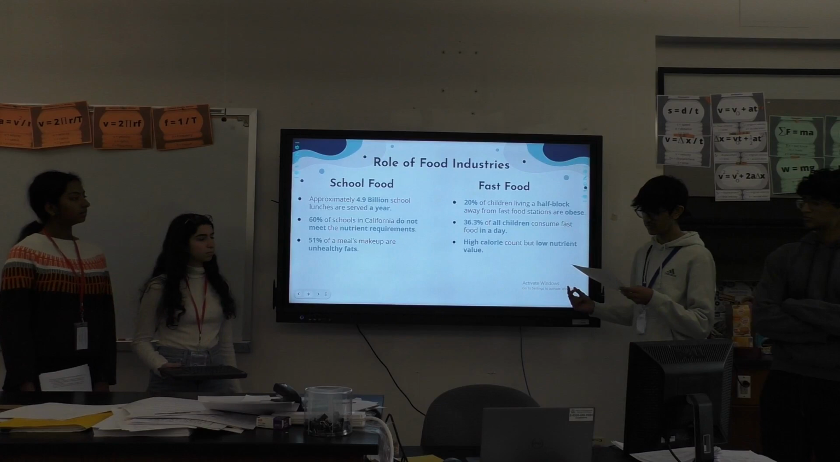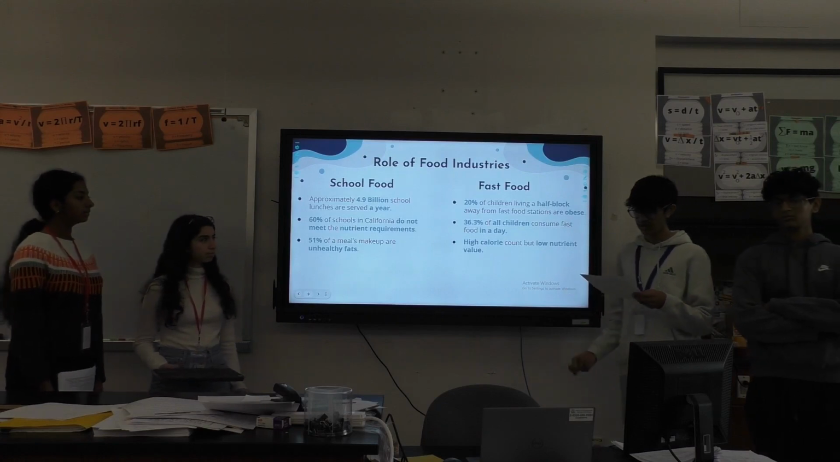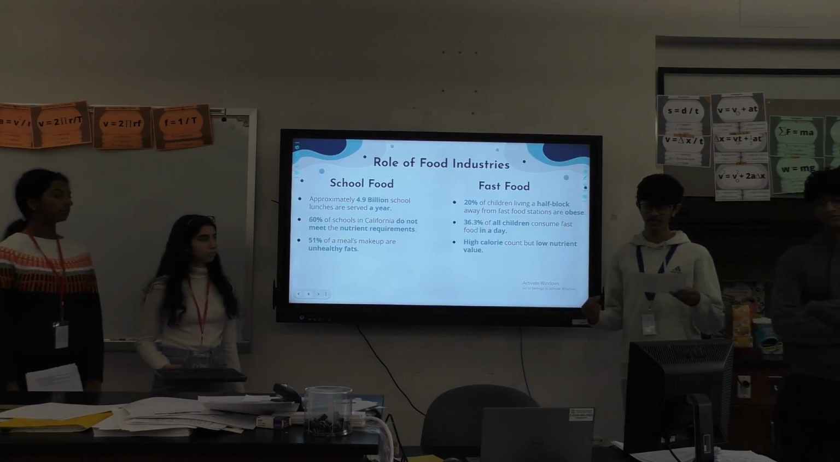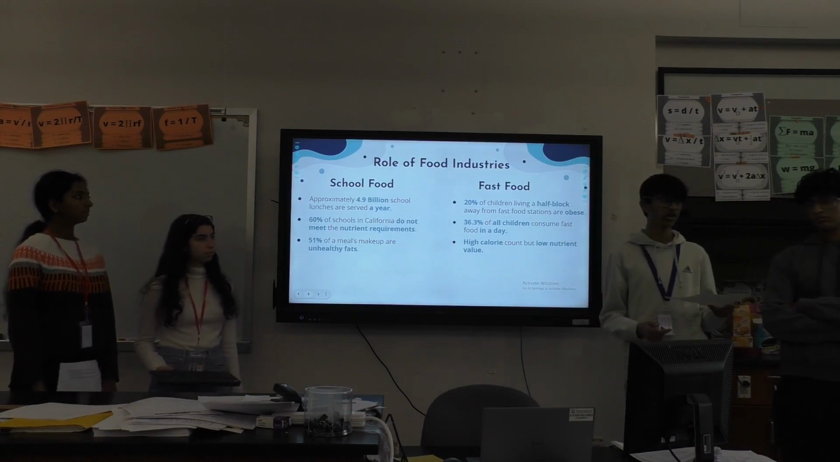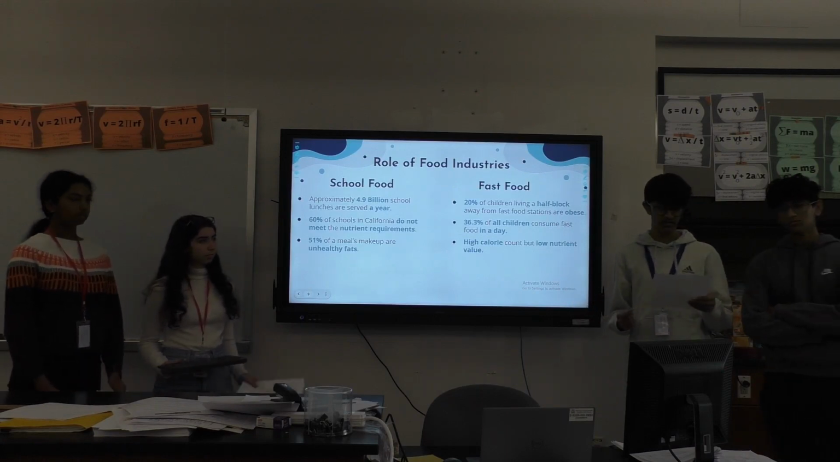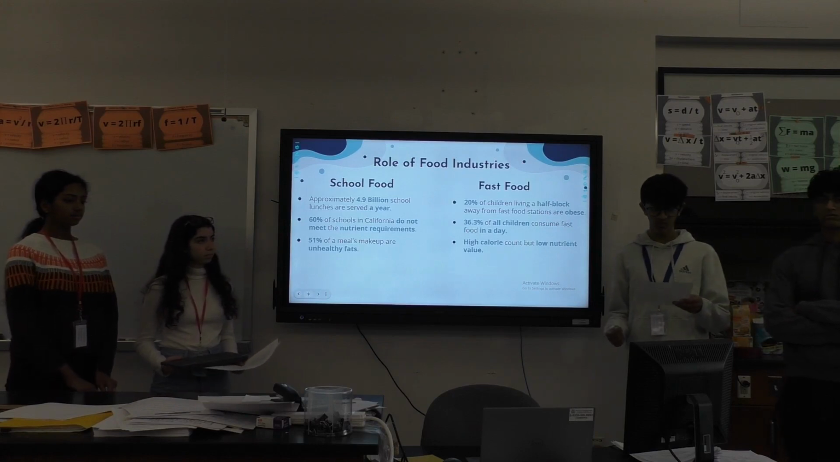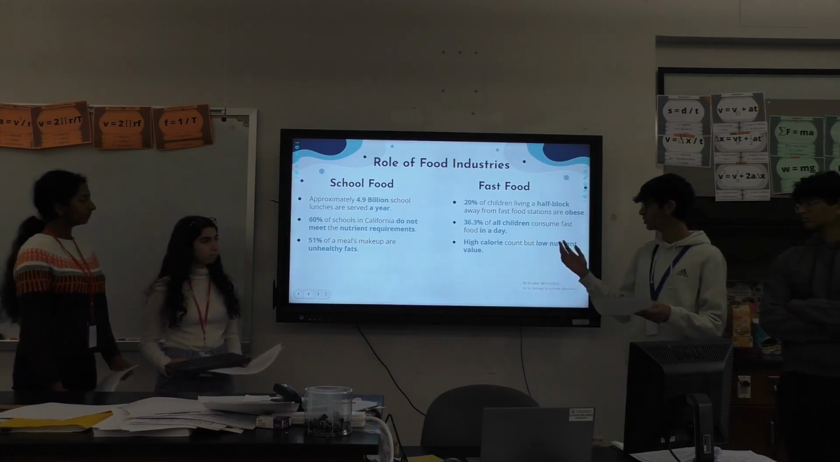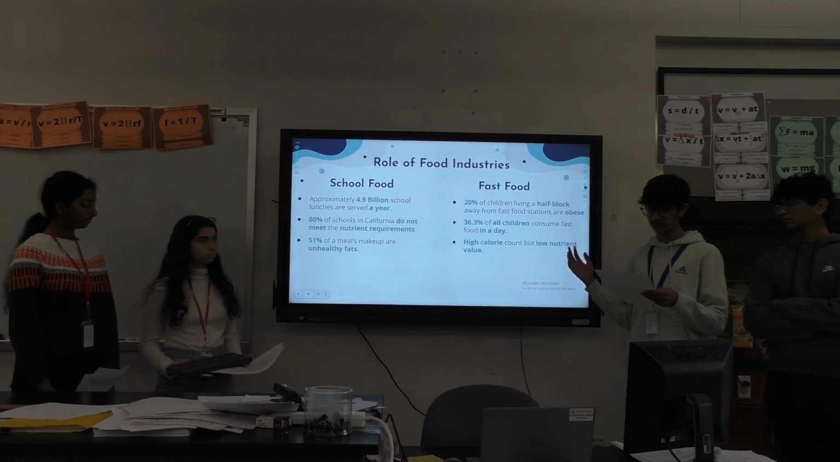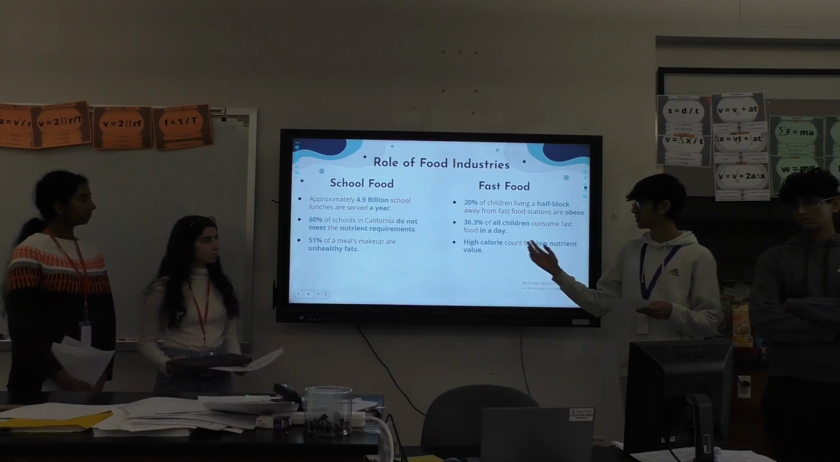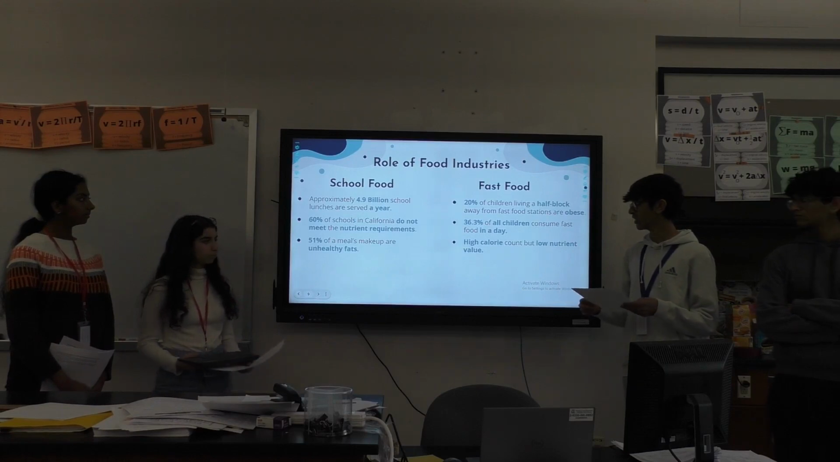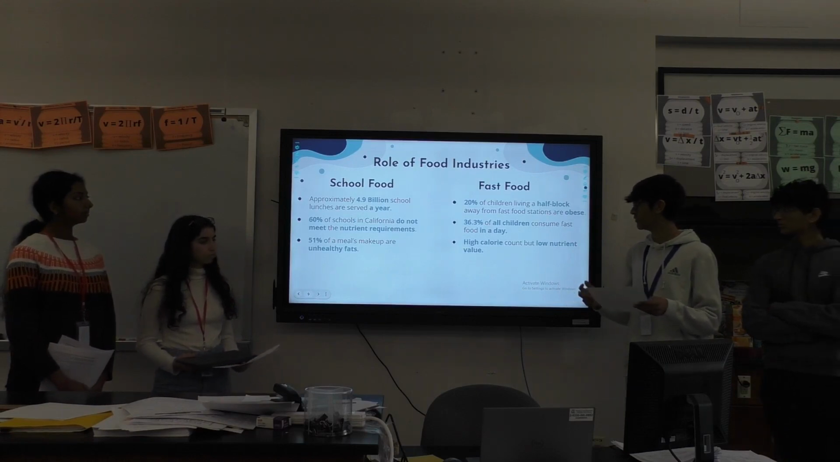And in terms of fast food companies, they seem to be a large contributor to childhood obesity, as around 20% of children that live in a half-block radius of fast food stores are considered obese. With a high calorie count but low nutrient value in these fast food products, it's very bad that 36.3% of all children in the world consume fast food in a day.